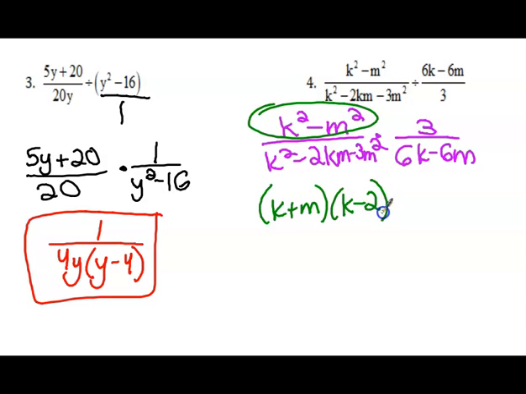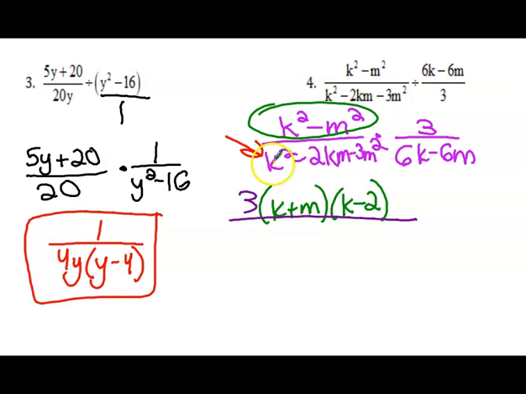And then I'm going to just bring that 3 to the front, and the numerator is done. Now let's deal with the bottom one. Okay, so let's deal with this one over here. So k squared minus 2km minus 3m squared. All right, so I need to figure out what those factors are.